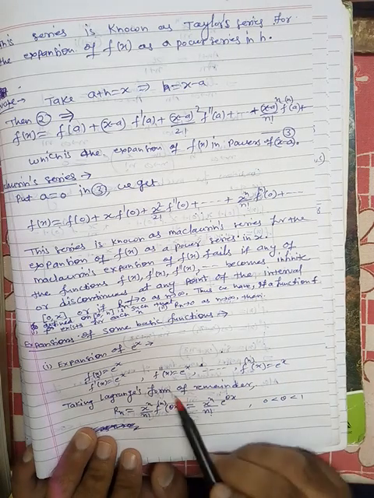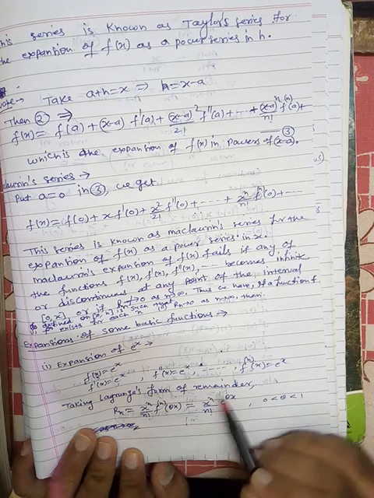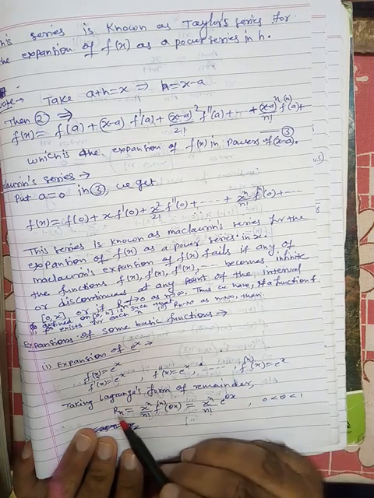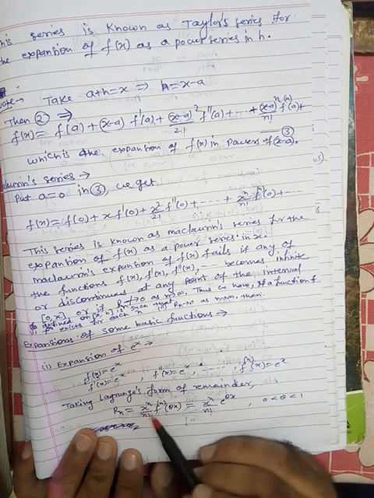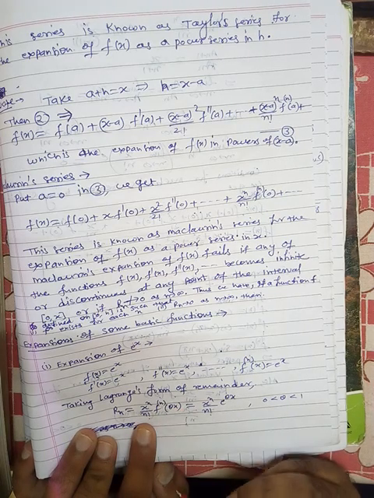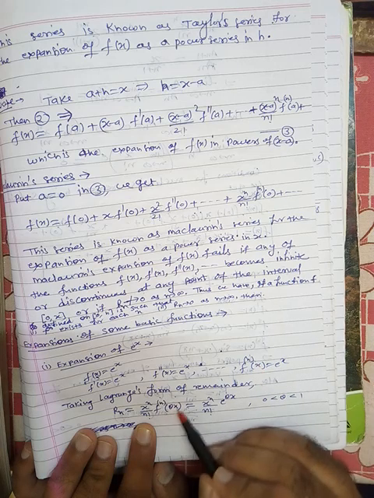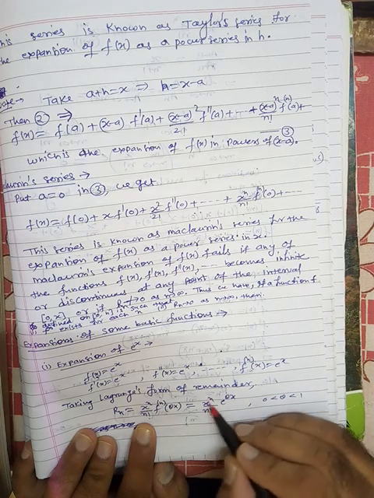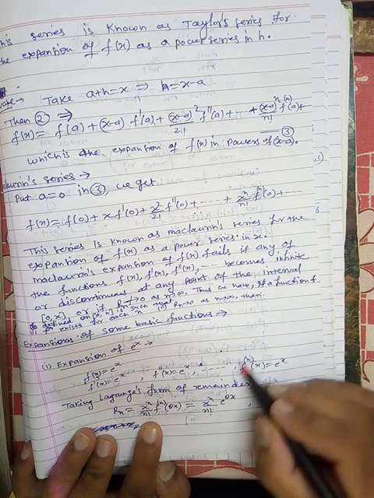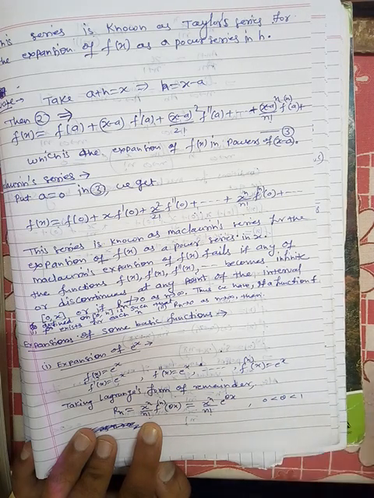Now taking the Lagrange's form of remainder. This was the remainder term of Maclaurin's theorem with Lagrange's form of remainder. So Rn is given by x raised to the power n divided by factorial n, the nth derivative at theta x. So here it is f^n at theta x. That's why we will have x raised to the power n divided by factorial n, and this will be nothing but e raised to the power theta x, where theta is between 0 and 1.